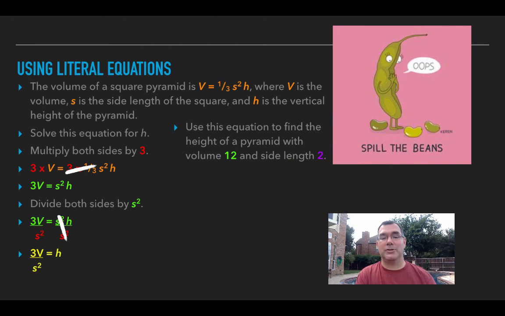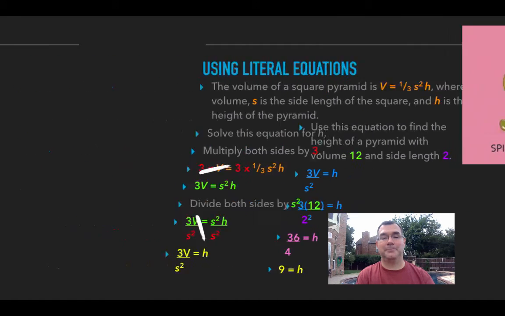Okay? So if I wanted to now use this equation to find the height of a pyramid where the volume was 12 and the side length was 2, I have v, I have s, and I just plug those in. v becomes 12, s becomes 2, and now the left-hand side is all numbers. And all of that is worth 9, so that means that the height of that pyramid would be 9.